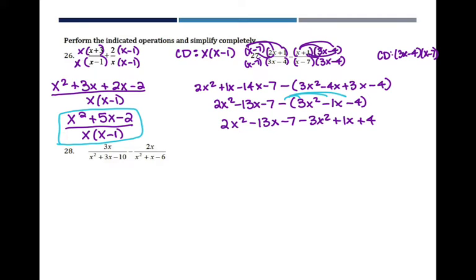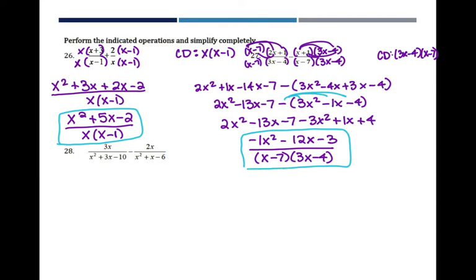And then combining further, so 2x squared minus 3x squared is -1x squared minus 12x. -7 plus 4 is -3. Now I'm going to go ahead and rewrite my common denominator, x minus 7 with the 3x minus 4. Since my numerator needed to be simplified so much, I just figured I would save that denominator for the very end. That way I didn't have to rewrite the fraction over and over again.